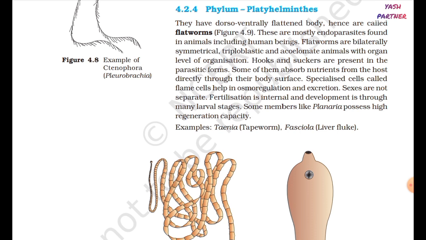Hooks and suckers are present in the parasitic form. Some of them absorb nutrients from the host directly through their body surface. Specialized cells called flame cells help in osmoregulation and excretion. Sexes are not separate. Fertilization is internal and development is through many larval stages. Some members like Planaria possess high regeneration capacity. Example: Taenia, tapeworm, Fasciola, liver fluke.